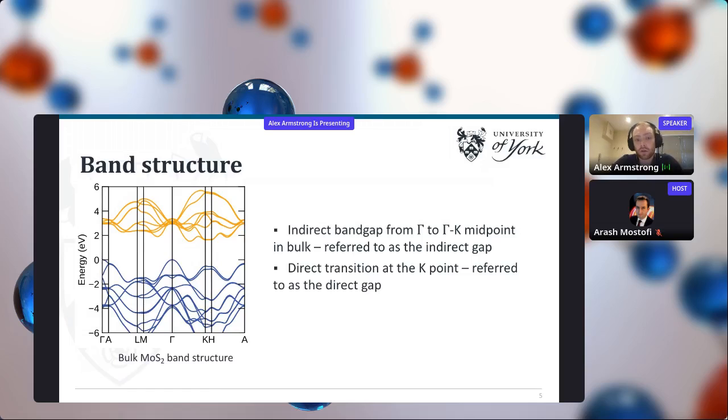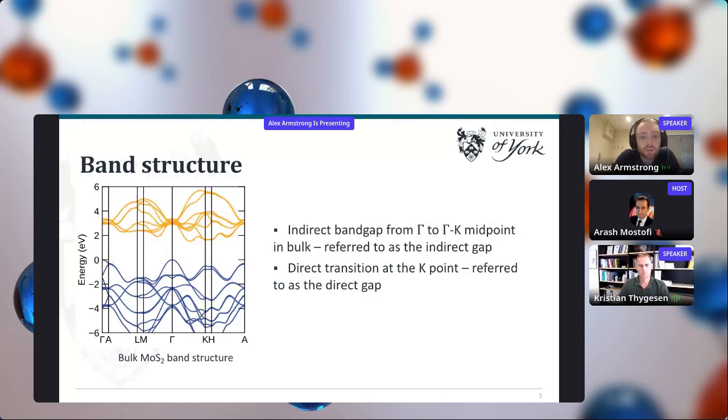And then when we move to the monolayer, the transition is just at the K point here. You can also see from this band structure this sort of splitting at the K point here. And this shows that this only arises when you include the spin-orbit coupling, which is why we have included spin-orbit coupling in most of the functionals that we've tested here.